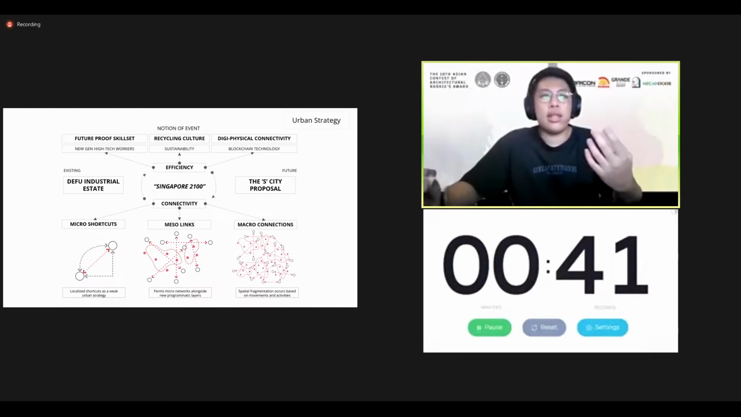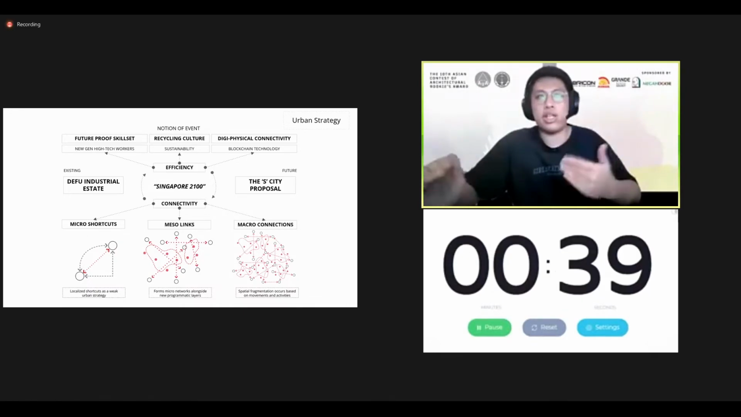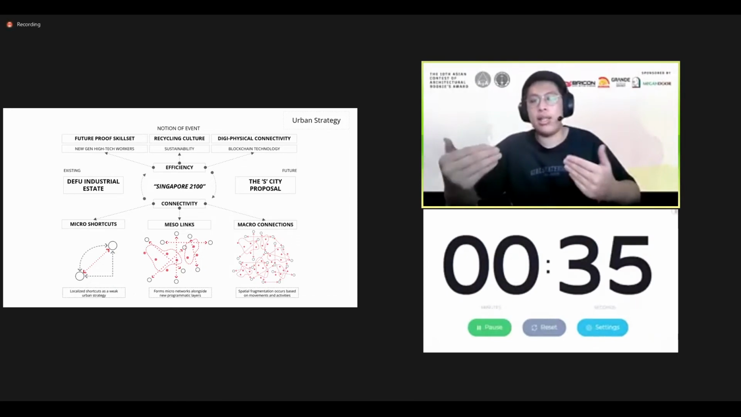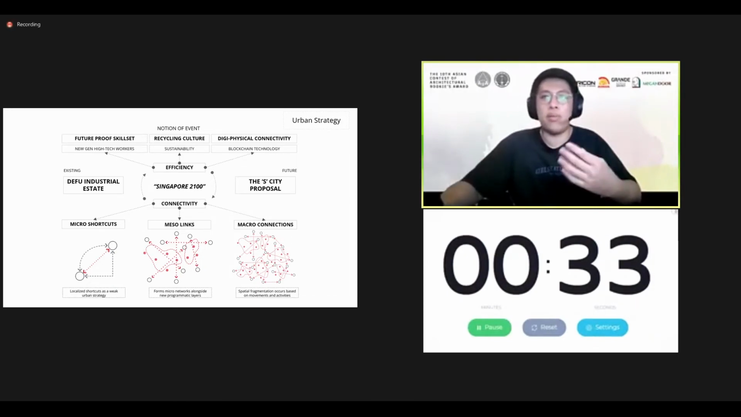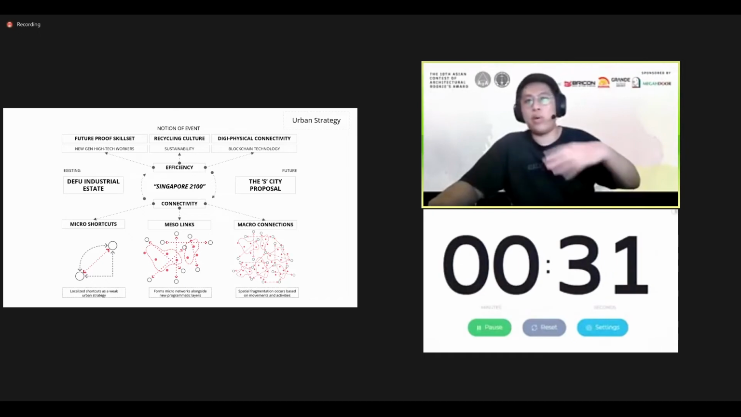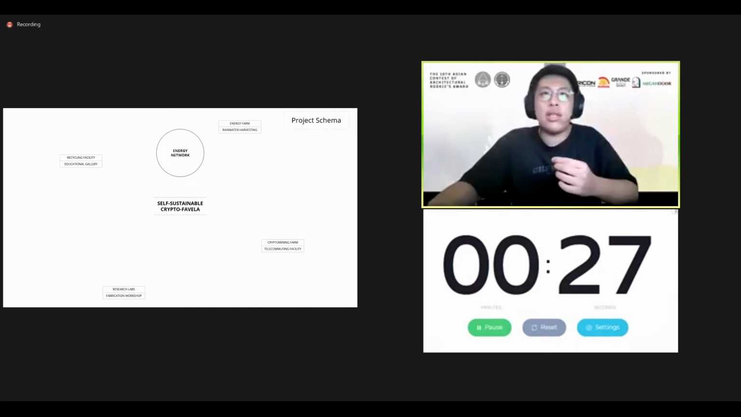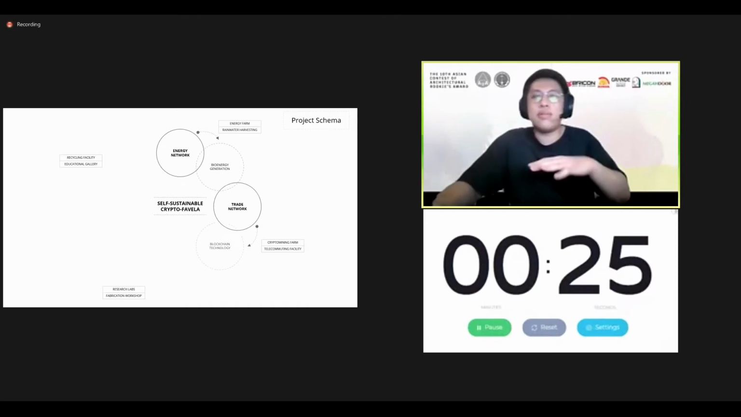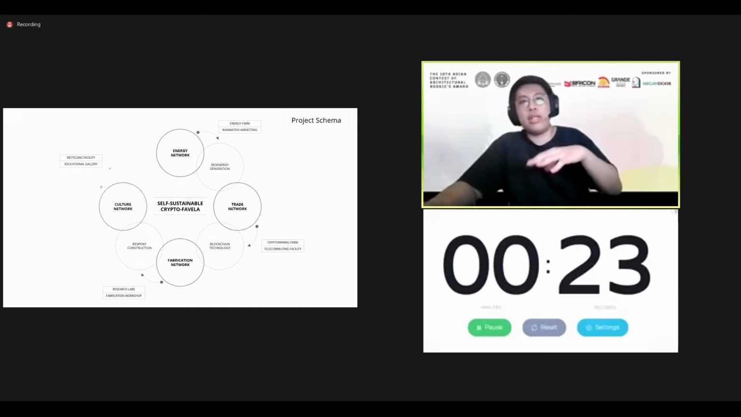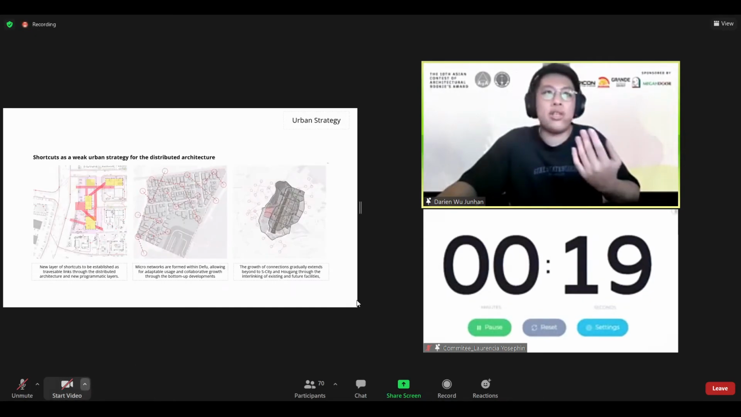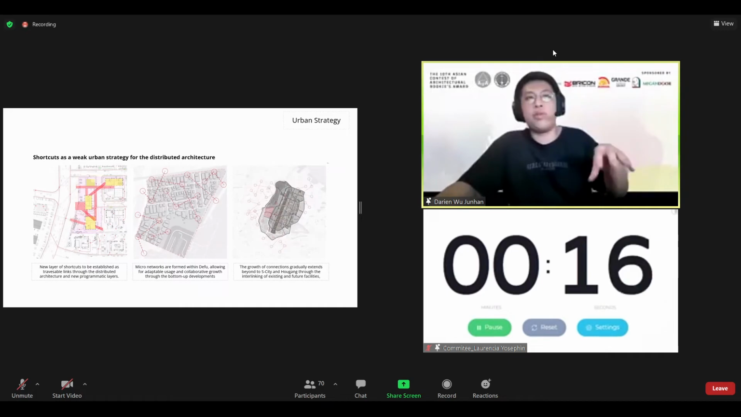Yeah, then the idea of using a very weak connection, the idea of a shortcut that is an undefined and unclear connection, to form a so-called massive network link over time from a very small to a large scale. Then the program of creating a new layer to create this sustainable favela for cryptocurrency will actually form this shortcut that we develop from a bottom up to an urban scale.